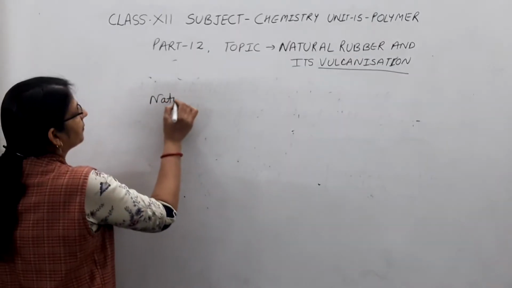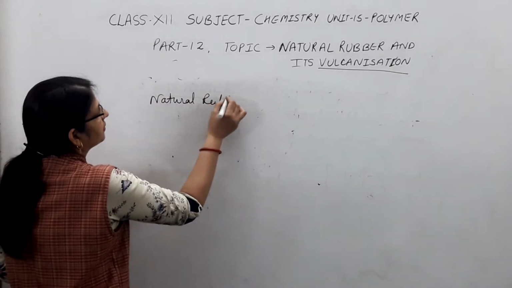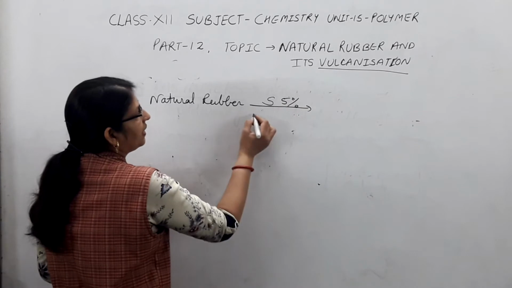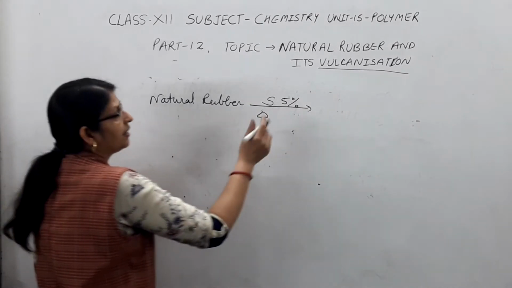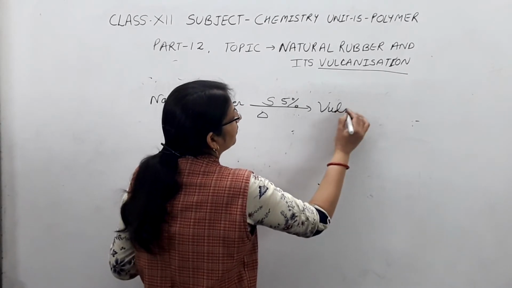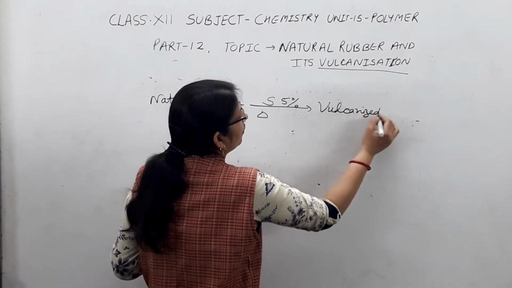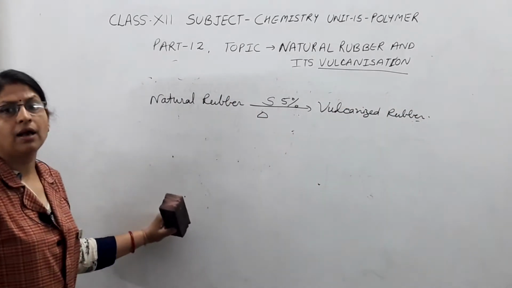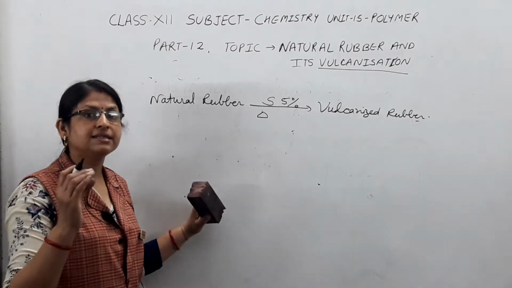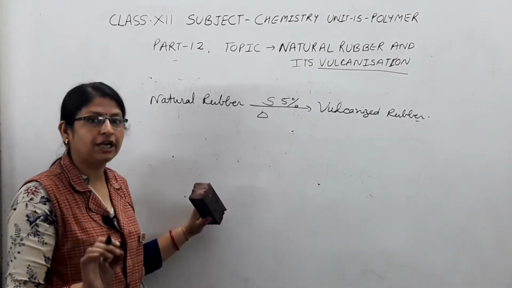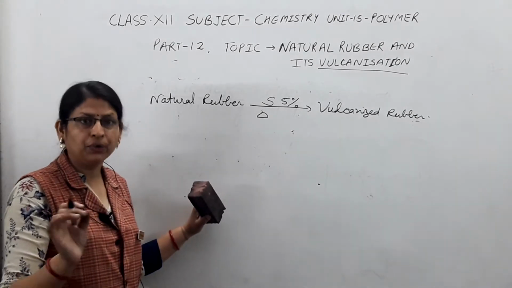What is vulcanization? When natural rubber is heated with sulfur, 5% sulfur, it is converted to vulcanized rubber. What is vulcanized rubber? In vulcanized rubber, sulfur forms cross-linking between two linear chains of natural rubber units.